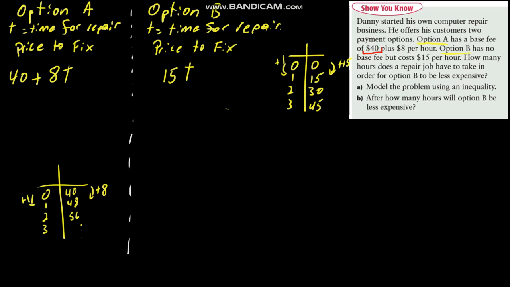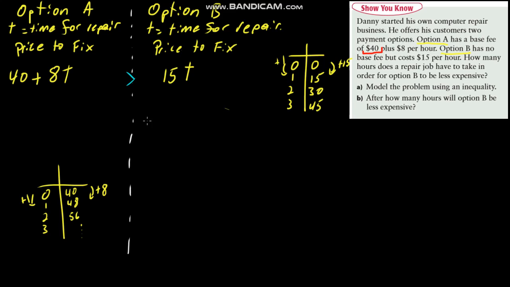Okay, so how many hours does a repair job have to take in order for option B to be less expensive? So what would happen for option B to be less expensive? We really want to figure out what sort of value of t could we have for this inequality to make option B less than option A. Another way to say that is to say option A is greater than option B. Does that kind of make sense in terms of how we're looking at that?